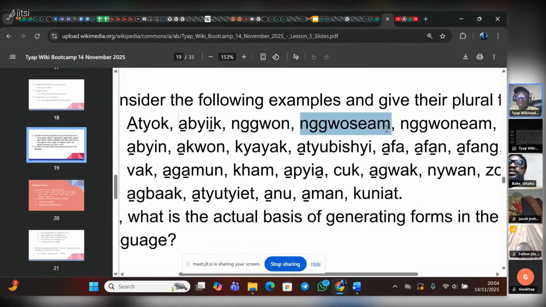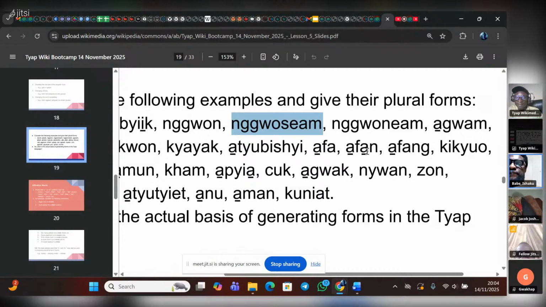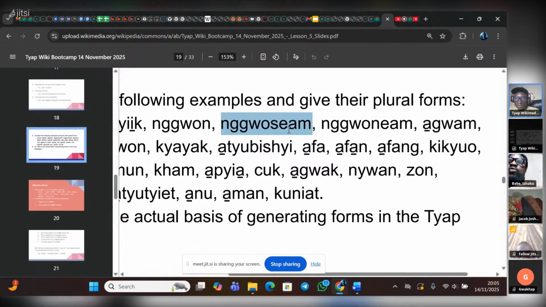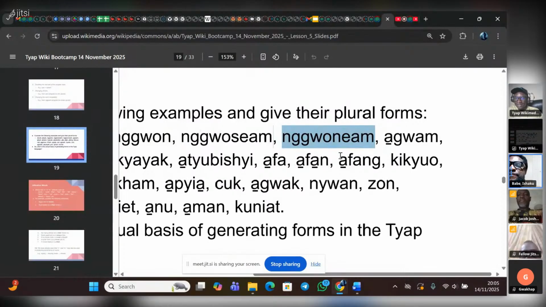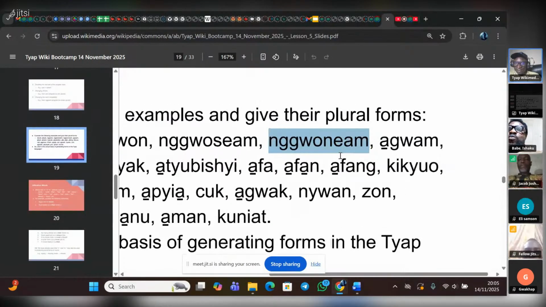Then the fourth one, Ngwansiamka. Then the plural form is Zamji. Yes, I remember Zamji. Then the next one, Ngwaniam. Okay, we've done that one. Then Ekaneamna, that's the plural form. Then the next one.